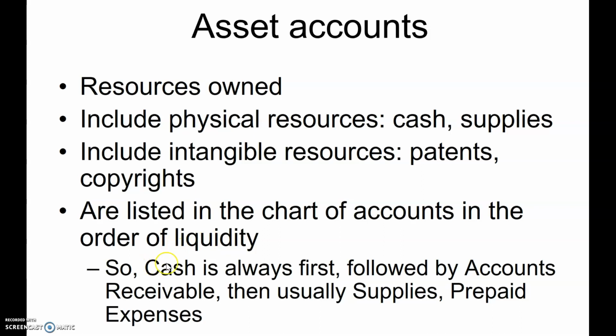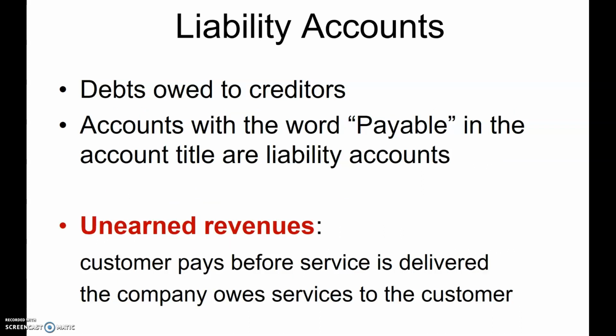So when you're listing your assets, you list cash first. Accounts receivable is going to turn into cash pretty quickly because you're probably going to collect on those accounts receivable within, say, 30 days, right? And then you're going to use up your supplies, your prepaid expenses are going to be used up pretty quickly as well. Things like land and buildings, those are going to be shown at the bottom of your assets because you're going to have those for a while.